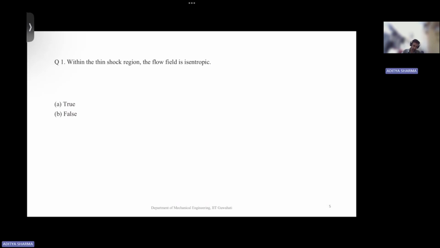So it says that within the thin shock region, the flow field is considered isentropic. So this is a false statement. Within your shock region, it's a very thin region of the order of 10 raised to the minus 7 meters. So there, if we talk about the entropy, this is not an isentropic region. You can find this in your lecture number 23.